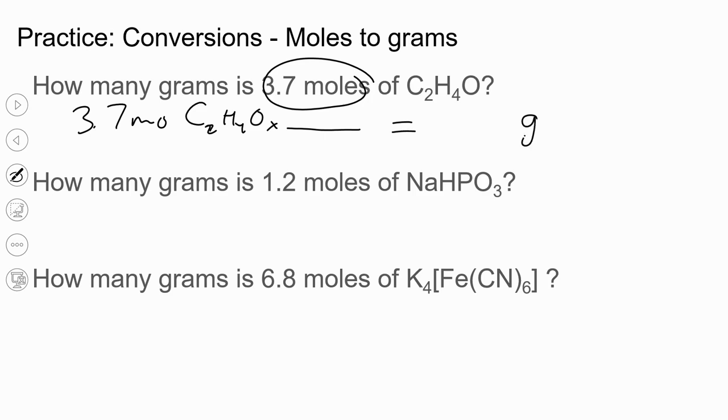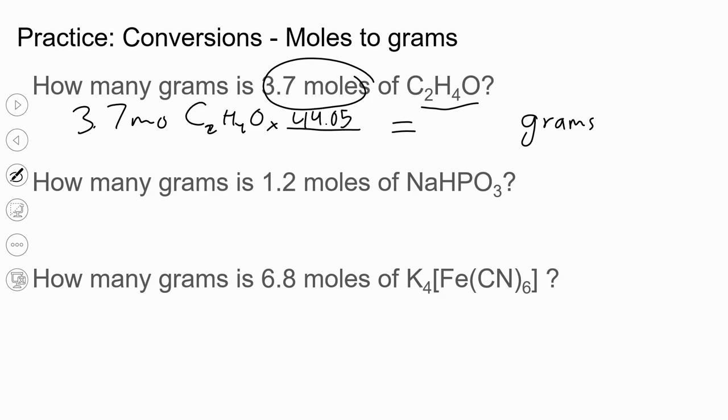Grams, good. So we can either Google this, or we could add 2 carbons, 4 hydrogens, 1 oxygen. Did anyone get this conversion factor? I think it's like 44.05. Okay, you guys are good at remembering numbers.